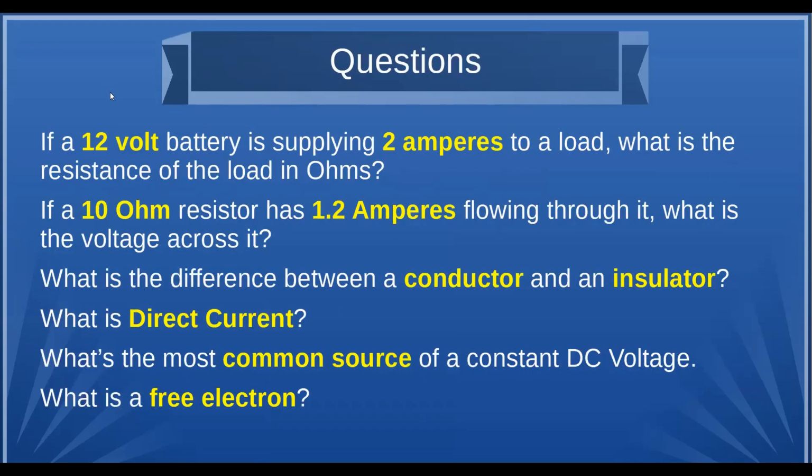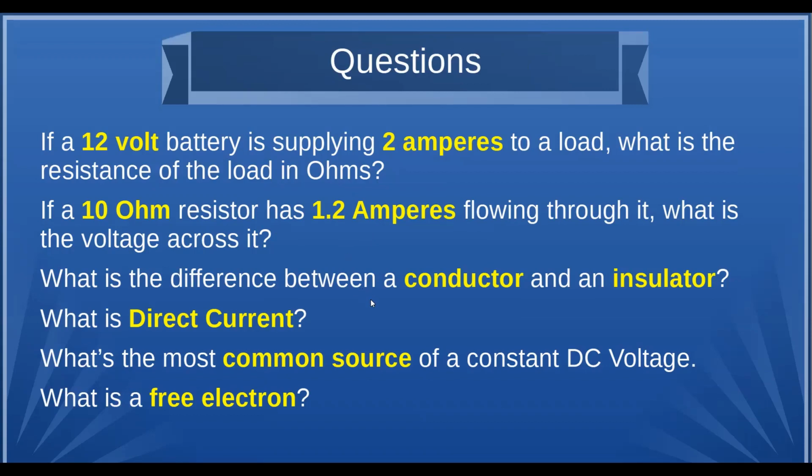Okay, so if I had a 12-volt battery supplying 2 amperes, what's the resistance of the load in ohms? Now, these are like test questions. I know. I'm brain dead. It would be 6, right? 6? Okay. If I got a 10 ohm resistor, it has 1.2 amps flowing through it. What's the voltage across? 12.